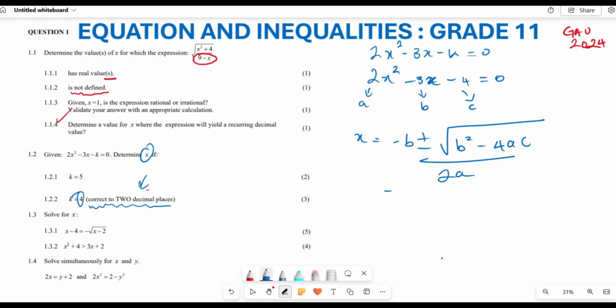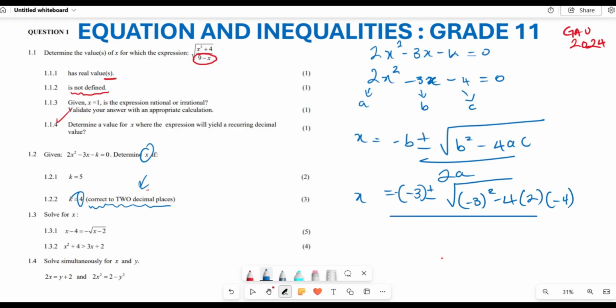And then what is going to be this one? This is the same as x, and what is going to be your value of b? Can you see that your value of b here, you already have a negative? This is going to be negative 3, plus minus. Again, the value of b is negative 3. For the value of a, it's 2. And the value of c is negative 4. Everything else here is divided by 2 into the value of a, which is into 2.